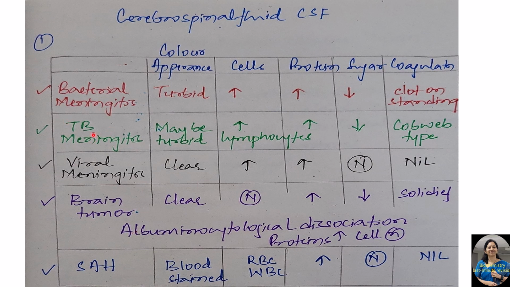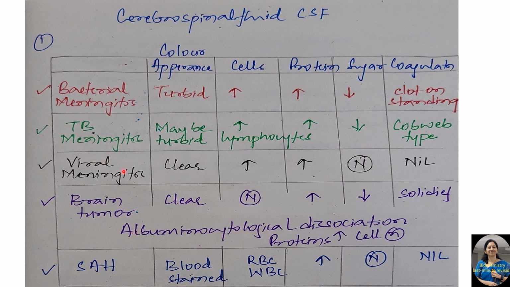Next one, most common in India, is the tubercular meningitis caused by Mycobacterium tuberculosis. The appearance also is turbid here. There is increased cell count in the form of lymphocytes. Proteins are also increased here, and sugar is decreased because the tubercle bacilli utilize sugar for its metabolic need. And the typical coagulation profile is a cobweb type of coagulation seen in TB meningitis. This is one of the viva questions asked and also an MCQ question that will be asked.